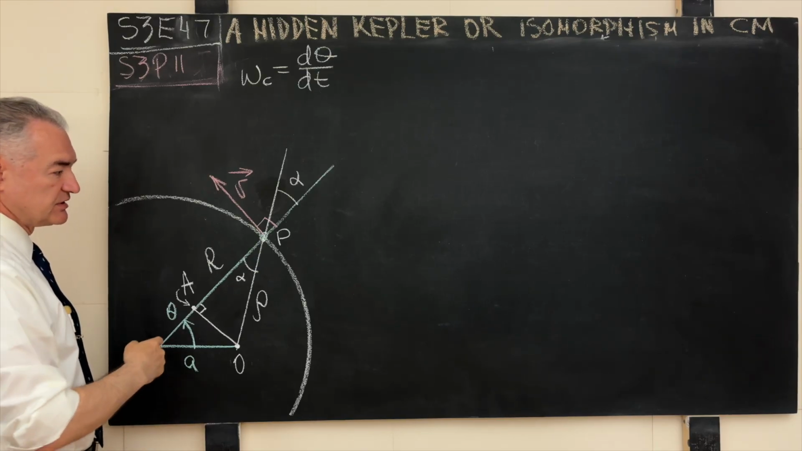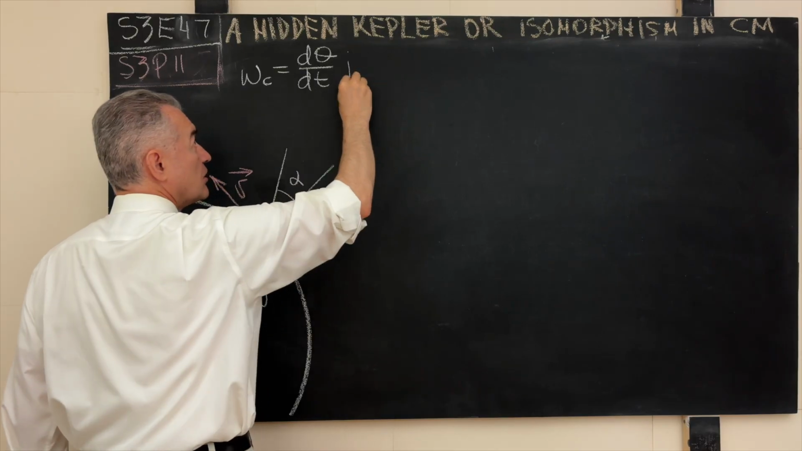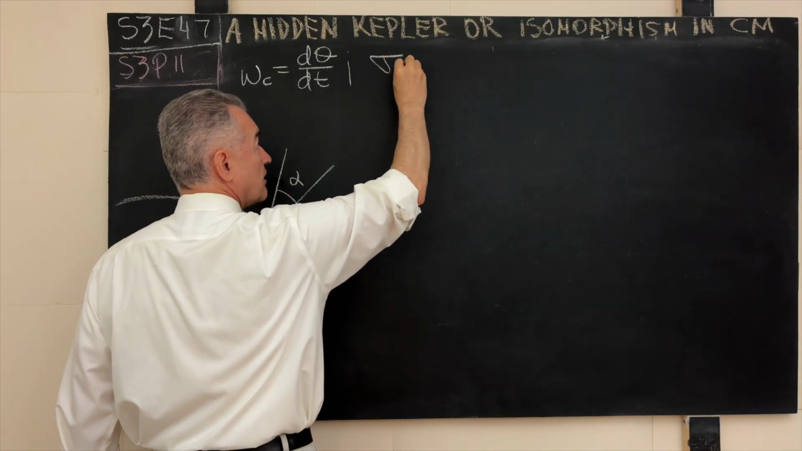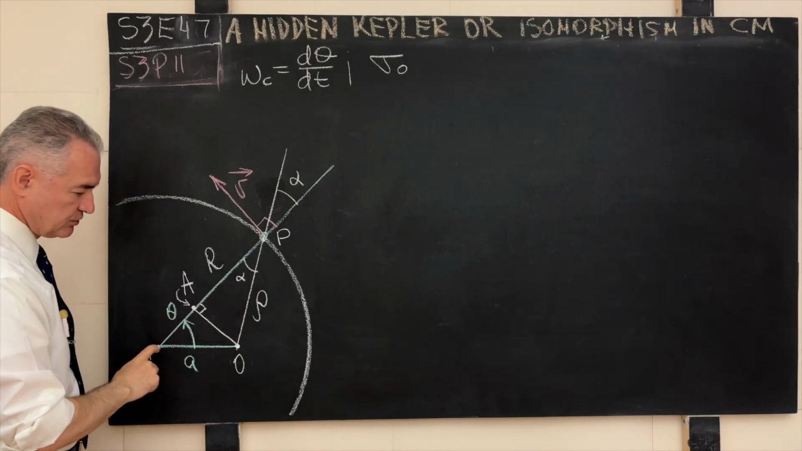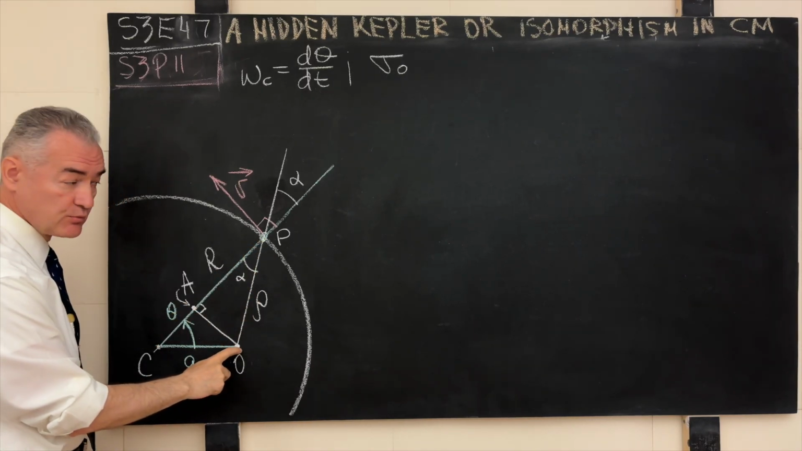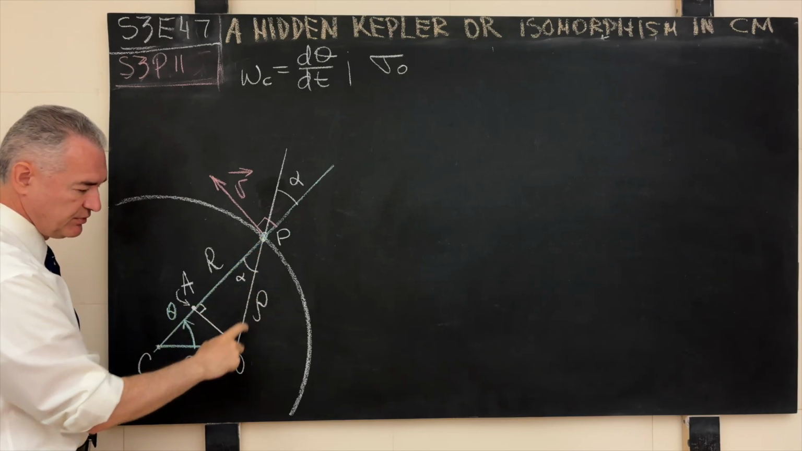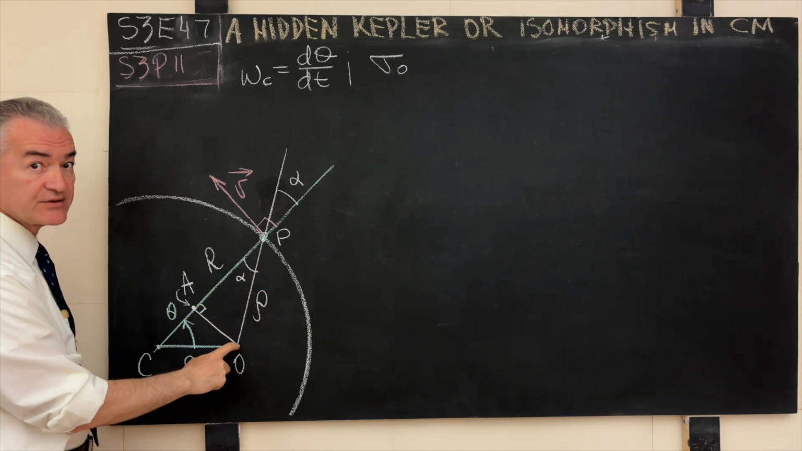Well, how do we do it? Exactly, that is how we do it. We know that the areal velocity of our point P with respect to the point O is a constant quantity.